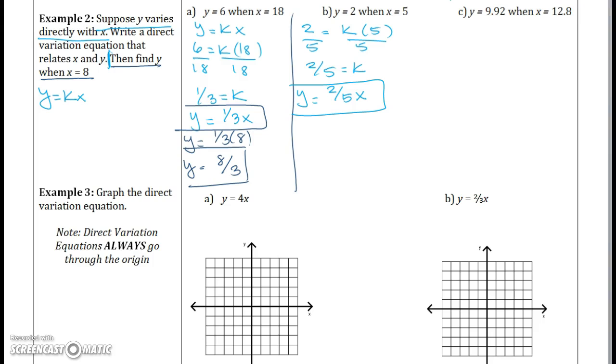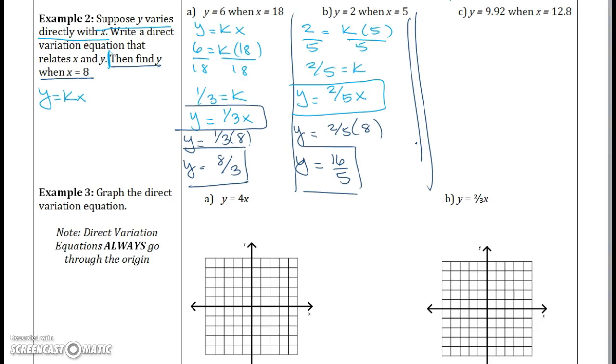The next thing, and you can do this on your own by pressing pause and then unpause when you're done to check it with me. Y equals 2 over 5x, and then find y when x equals 8. So the value of y when x is 8 is 16 over 5. Very good. Okay, a little decimal action there. If you're feeling brave, go ahead and try the next one. If not, stay with me. I don't mind you tagging along.